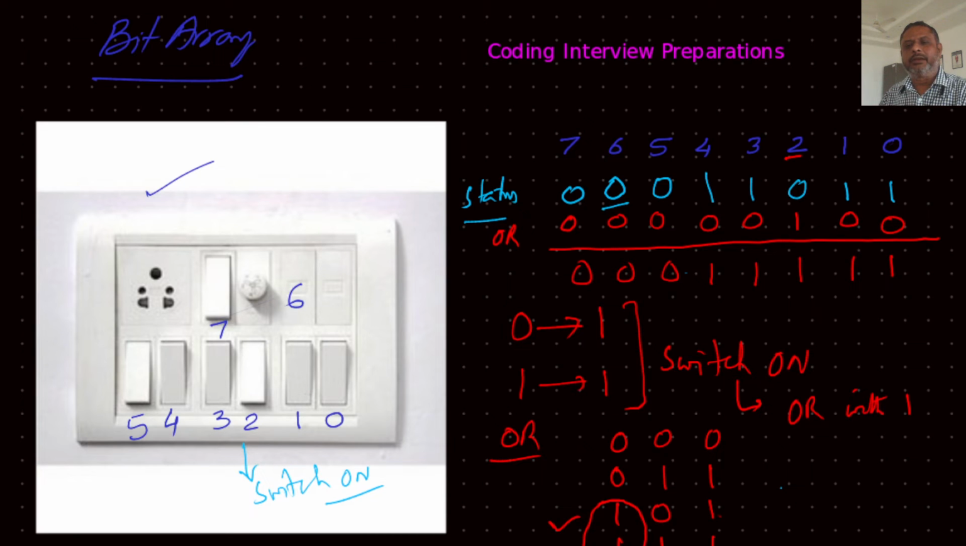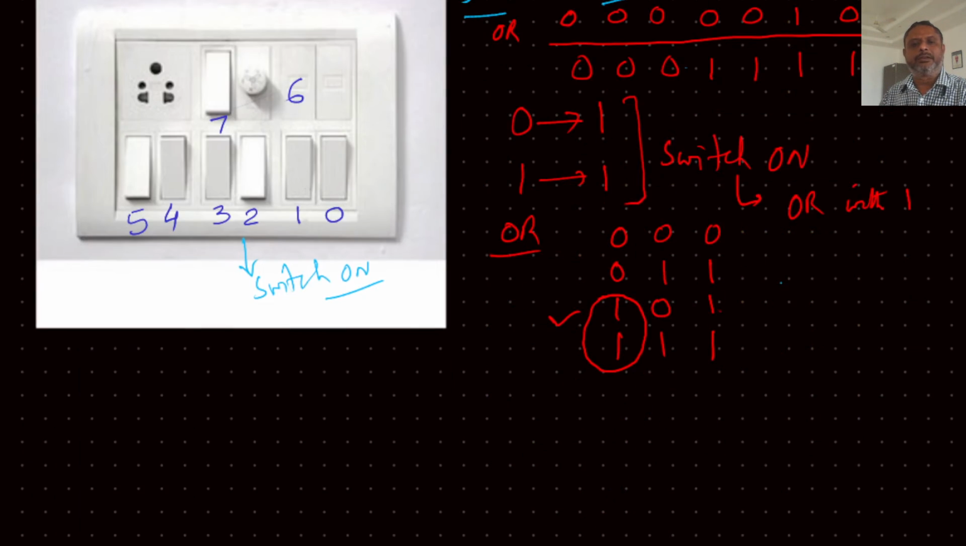If you want to make it on at any particular position, then at that position keep a 1 and all others keep 0, then OR, and you get this. Okay, now what is the status now?